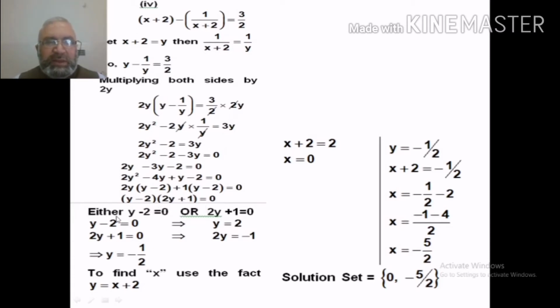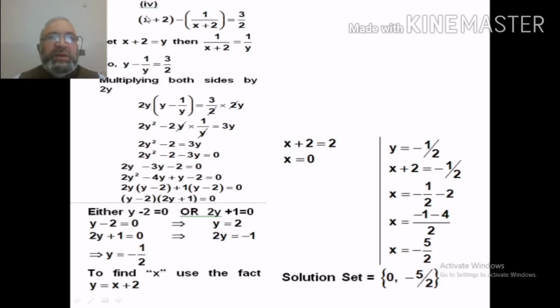So either y minus 2 is equal to 0, or 2y plus 1 is equal to 0. Solving these, we get two values of y. Y is equal to minus 1 over 2, and by solving y minus 2 is equal to 0, we get y is equal to 2. So we get two values, y is equal to 2 and y is equal to minus 1 over 2.